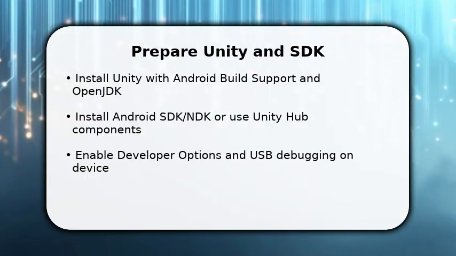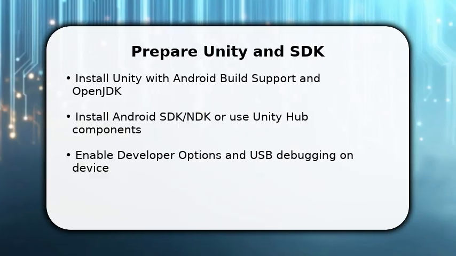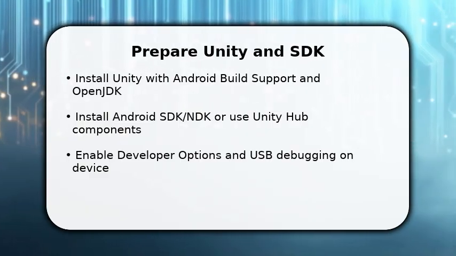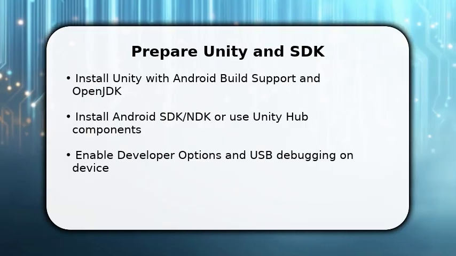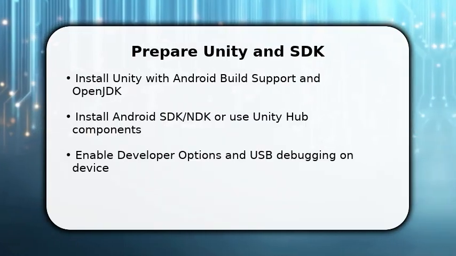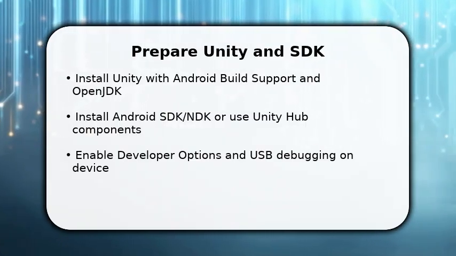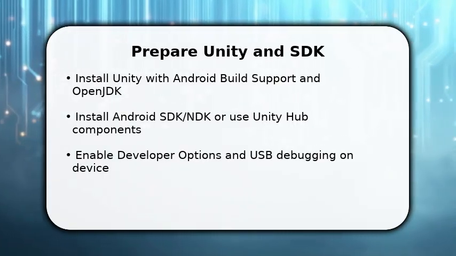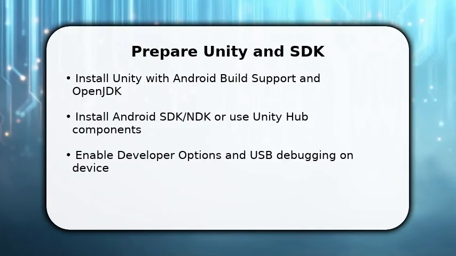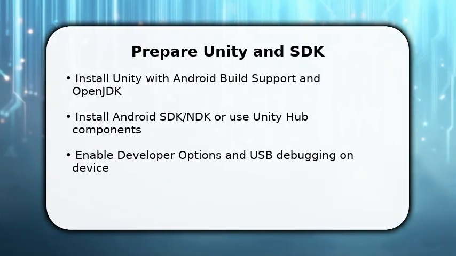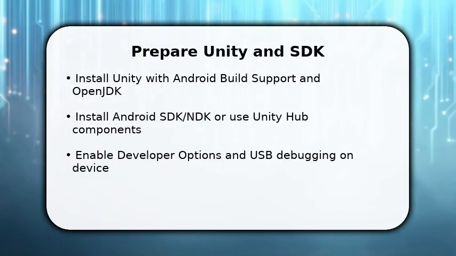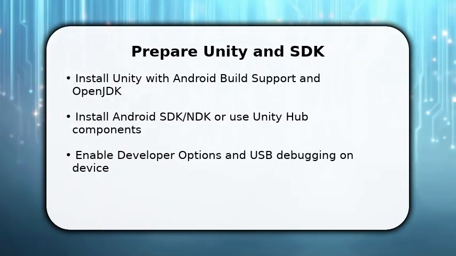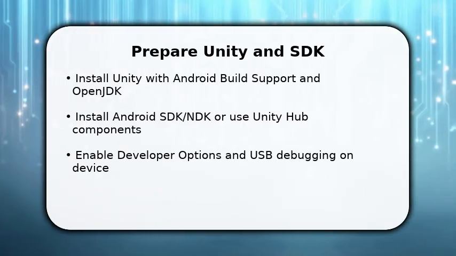You begin by confirming Unity Editor has Android build support and OpenJDK installed. This lets Unity sign and compile APKs. Next, make sure Android SDK/NDK paths are set in Unity preferences so Gradle can build. Connect your device with USB debugging enabled to test quickly. If you prefer emulators, install an ARM/x86 system image.